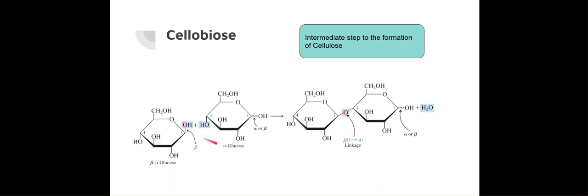And both of these are called a 1,4 linkage because you're linking the number 1 carbon on this ring to the number 4 carbon on this ring. So this is called a beta 1,4 linkage. This is an alpha 1,4 linkage.